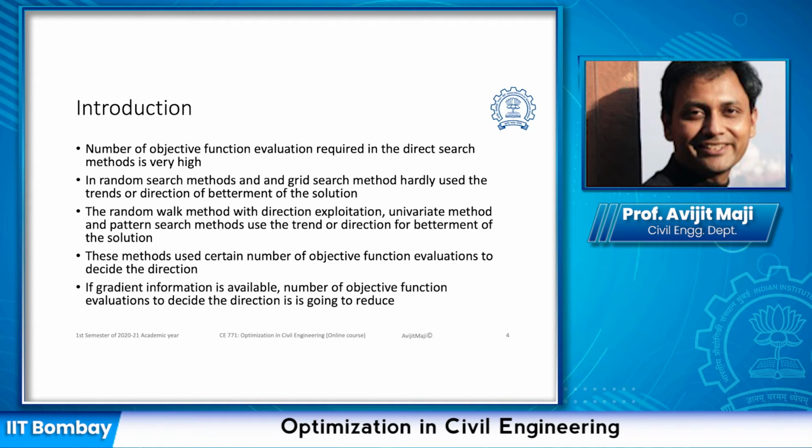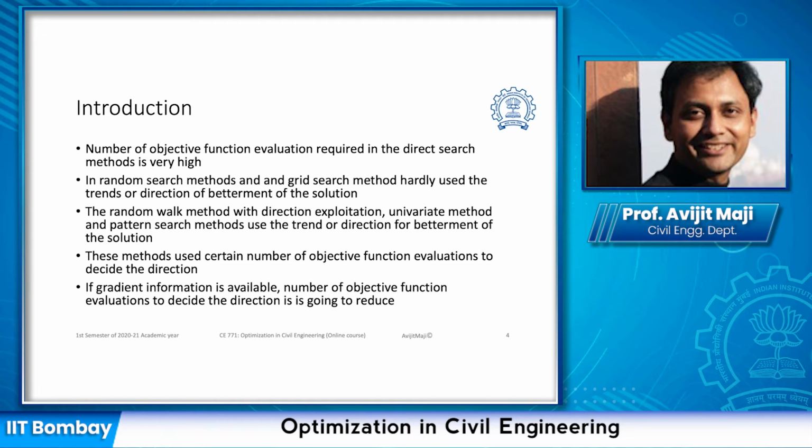Now, this number of objective function evaluations to decide the direction or the pattern can be reduced if we know the gradient of the objective function at a particular location. For this reason, the gradient based methods require fewer objective function evaluations. However, in order to obtain the gradient, we need the first order or sometimes the second order derivative of the objective function. And this could sometimes be a concern for real world engineering problems.